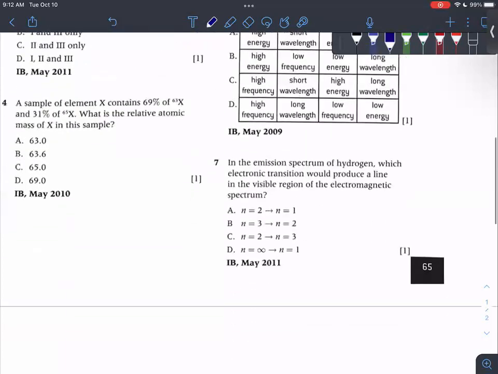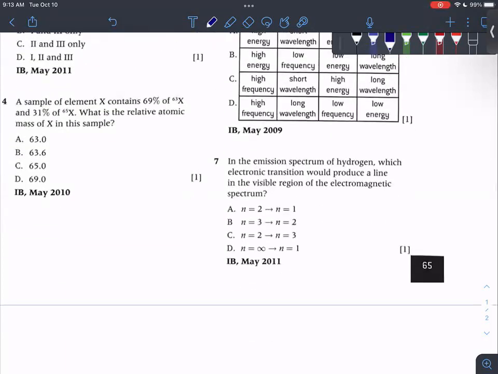All right, moving on to number 4. A sample of element X contains 69% of X63 and 31% of X65. What is the relative atomic mass? Now, you're not going to have a calculator, so you're going to have to try and figure this one out, but it's pretty easy to check that if we have more of the 63 and less of the 65, it's going to be somewhere closer to 63.